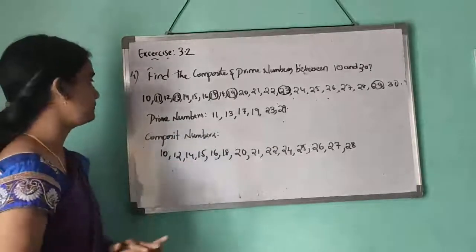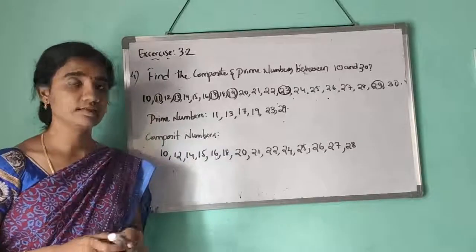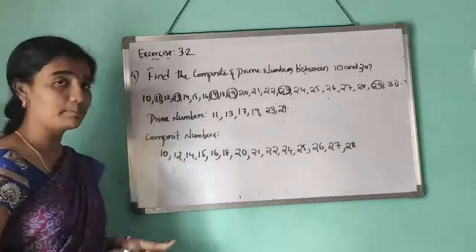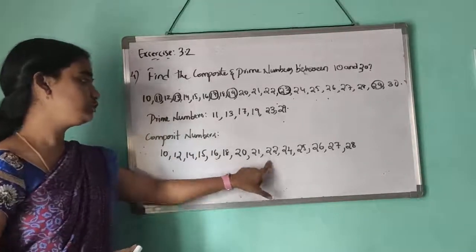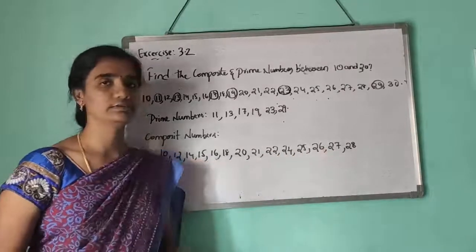Coming to composite numbers, 10 has more than 2 factors, so it is called a composite number. Here the composite numbers are 10, 12, 14, 15, 16, 18, 20, 21, 22, 24, 25, 26, 27, 28.